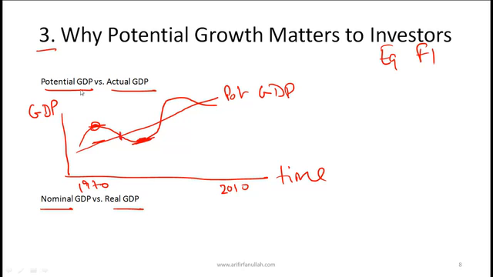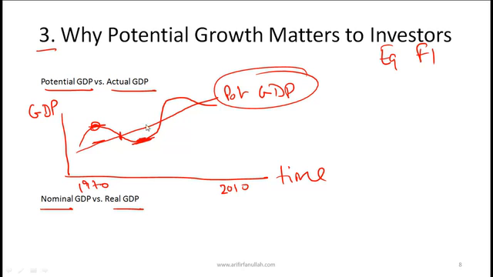So when we talk about potential GDP, this is a stable long-term concept. So growing economies have an upward sloping potential GDP, and when we talk about the long-term growth of an economy, we are really talking about the potential GDP. So growth rate of an economy is measured typically by the growth rate of potential GDP. Actual GDP says, okay, this is the actual GDP at a given point in time.